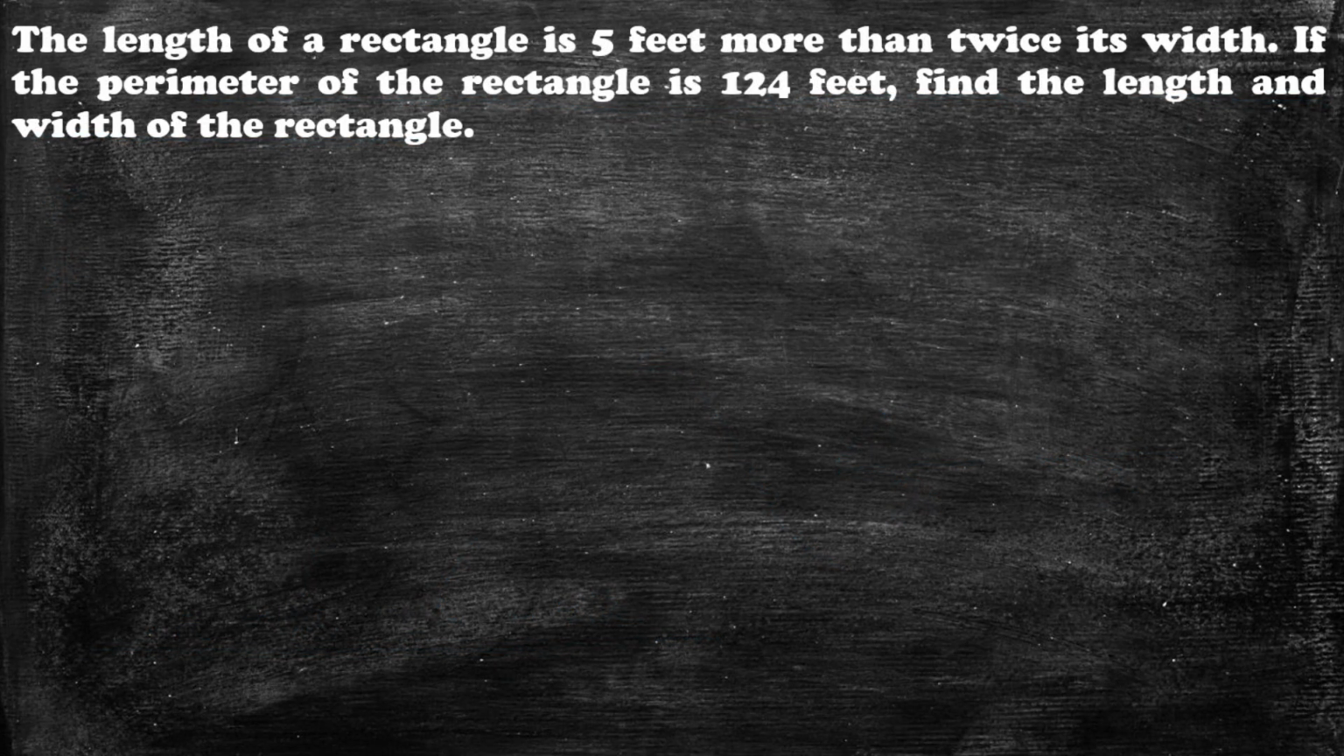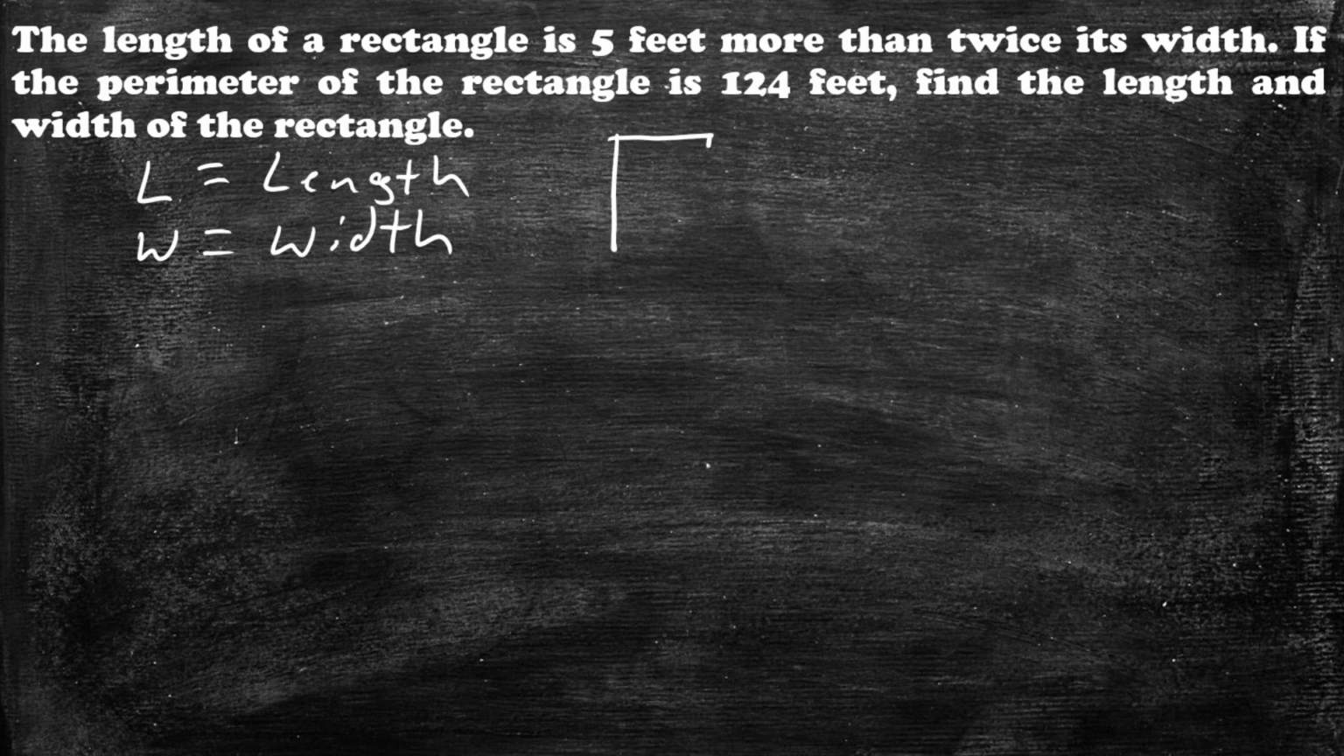Example number 2. The length of a rectangle is 5 feet more than twice its width. If the perimeter of the rectangle is 124 feet, find the length and width of the rectangle. In this case, our variable L is going to equal length, and W is going to equal width. What I'm going to do here is draw a simple rectangle just to visualize what we've got going on. The length, I'll say, is this, and the width is this here. That just helps visualize what's going on.